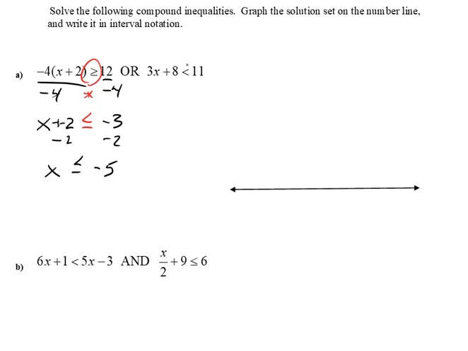So the inequality on the right, just subtracting 8 from both sides, we get 3x is less than 3, and then dividing by 3 to cancel, the 3's cancel, leaving x is less than 1. So now we want to compare these two inequalities. So x is less than or equal to -5.